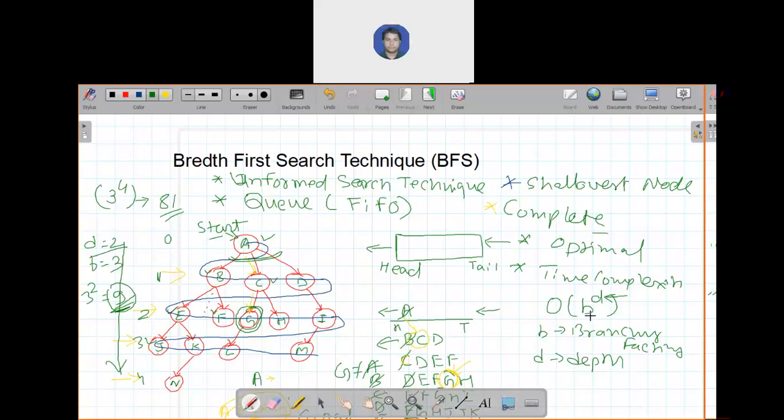Okay, if you want to exactly find the branching factor, you can take the average: 3 plus 2 plus 2 plus 1 and divide by number of states. You will find the exact branching factor. But in most cases, we take the value of B as the maximum branching factor, maximum possible ways of a node. Are you getting my point? So this is all about breadth first search technique. If you have any doubt, you can ask.